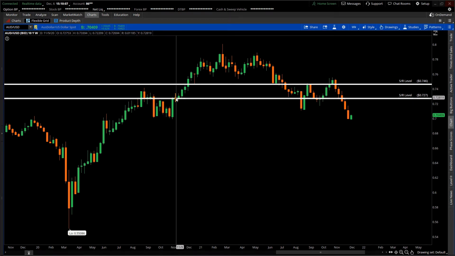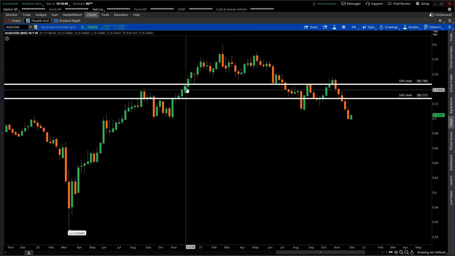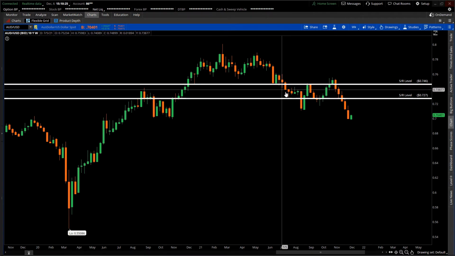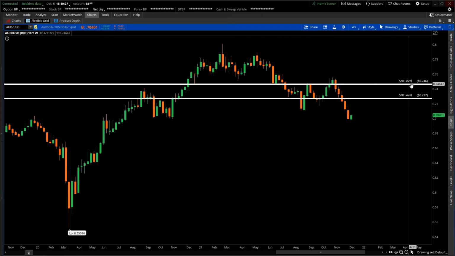And then when price got above it, price continued running higher, and this area, 0.746, acted as support from December 2020 all the way through to July 2021. When price eventually closed below this price level, it just ranged between these two support and resistance levels.